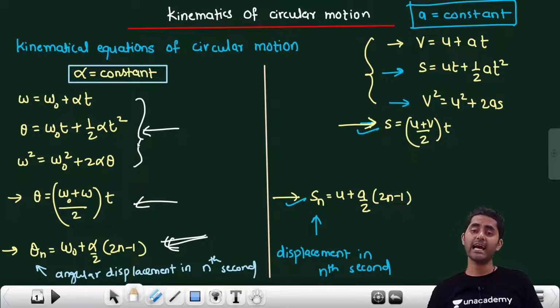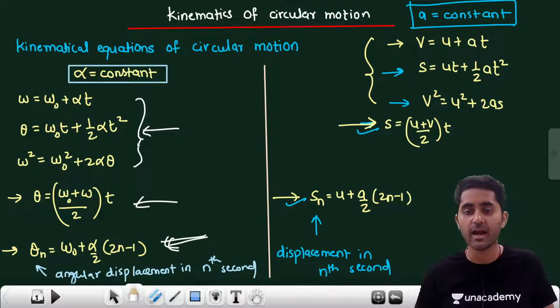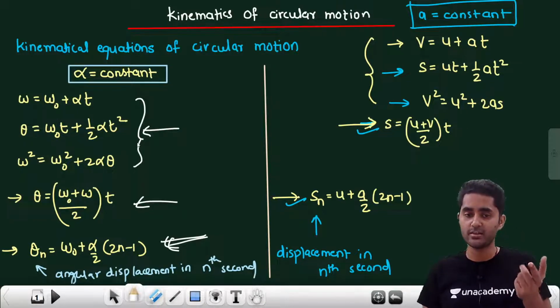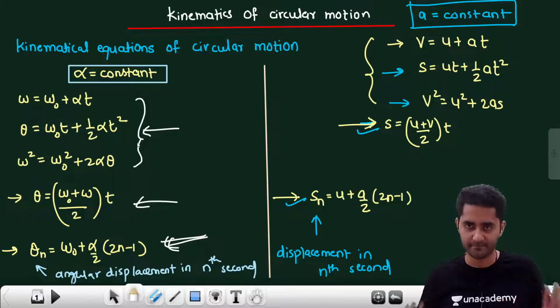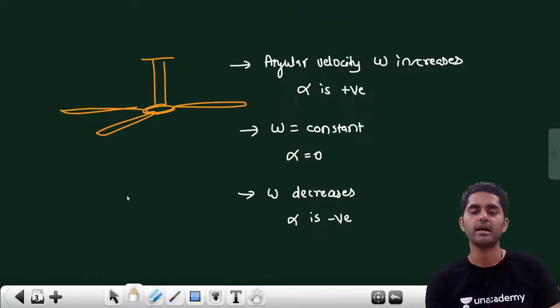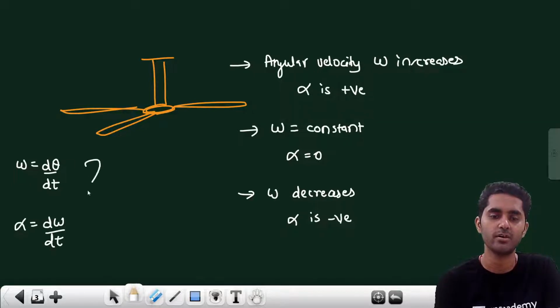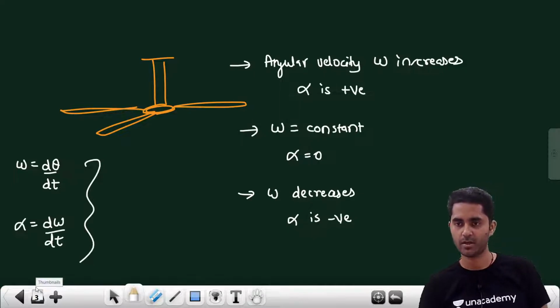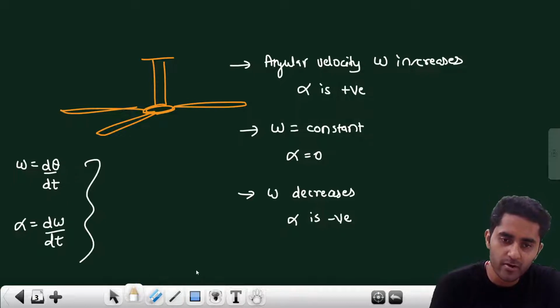Angular displacement in 5 seconds, go for the second equation. Angular displacement in fifth second, go for the last equation and put n is equal to 5 in that equation. Then you will get the answer. Apart from that, I have already told you that instantaneous velocity is d theta by dt and instantaneous acceleration is d omega by dt. This also you have to remember. Now let us solve some questions on it, then you will get a good idea of it.